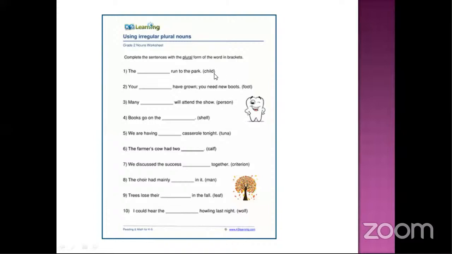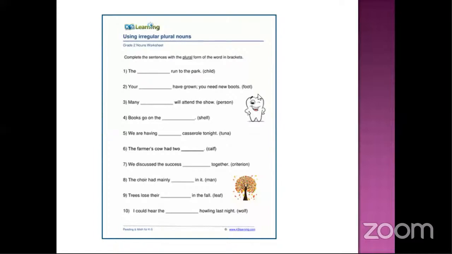Now the first sentence is, the blank run to the park. Within brackets we have given child. Can you remember the plural of this word child? Child. Try to write the answers. You can write your answers on a paper, or if you are maintaining a separate book, you can write the notes in that book also.